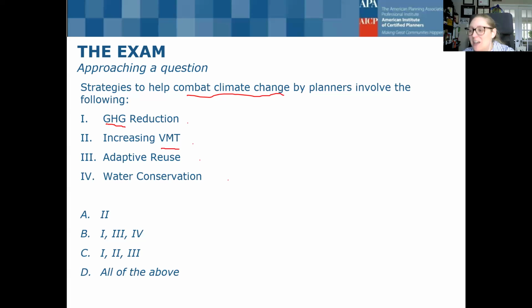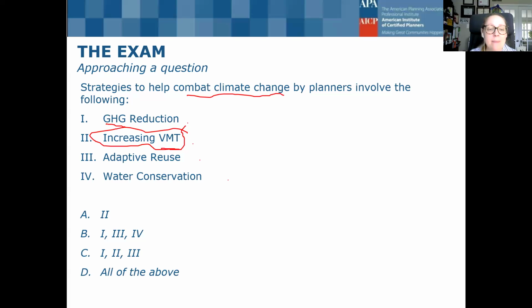I know there are some cases where if you go back to another question, it might actually define vehicle miles traveled. So that's a possibility. But if not, you're going to need to know basic acronyms to answer these questions. So, strategies to help combat climate change by planners involve the following: greenhouse gas reduction, increased vehicle miles traveled, adaptive reuse, water conservation. All right, I'm sorry. I know right off the bat, even if I know very little about our pursuit to slow down climate change, increasing vehicle miles traveled is the exact opposite of things that we need to do.